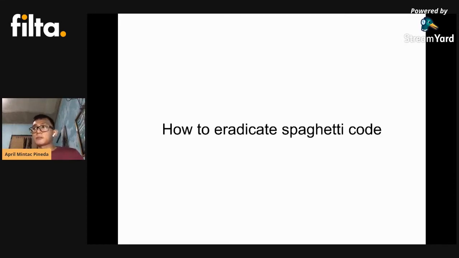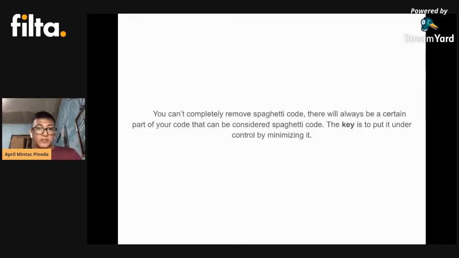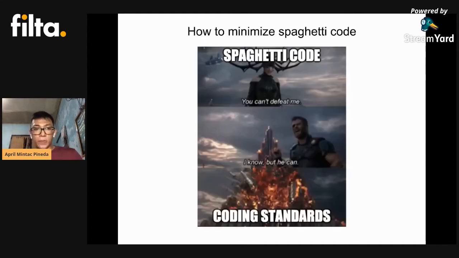So how do you eradicate spaghetti code? Or can you even eradicate spaghetti code? Well, the answer is you can't. You can't remove spaghetti code completely from any code base. Any code base, doesn't matter if it's from a giant tech company or written by a very highly senior developer, will still have some form of spaghetti code in it. The key is not to eradicate spaghetti code from the app, because you can't. The key is to put it under control by minimizing it. Ideally, your code base should have 5% or even less spaghetti code in it. The rest should be very well structured and very well defined.